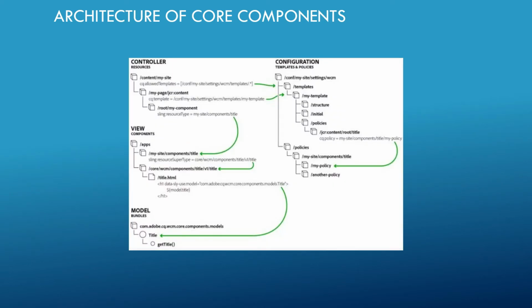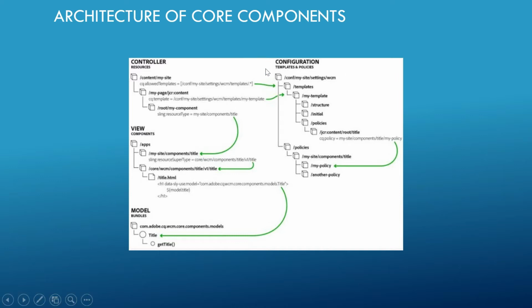Okay, now if you see, this is how the components are interacting. There is a controller, and it's based on the MVC design pattern. The controller, view, and model: the controller is obviously the resource, the content, my site. Then I have a page within my site. Using this specific content, the sling:resourceType equals the title component, so the page is using the title component.